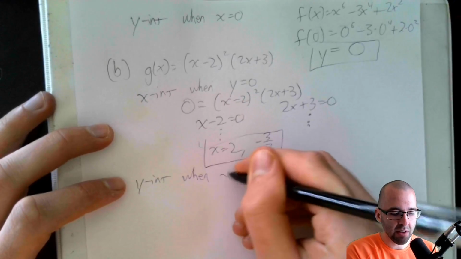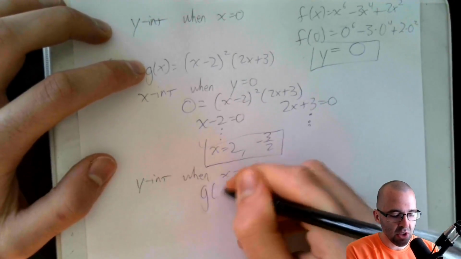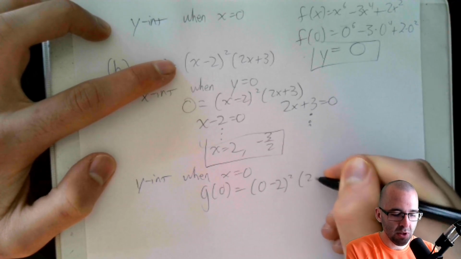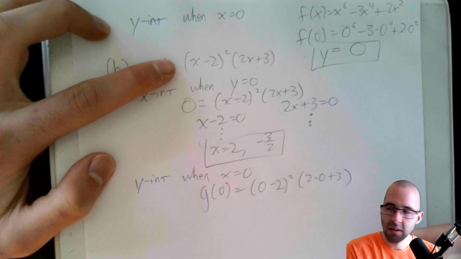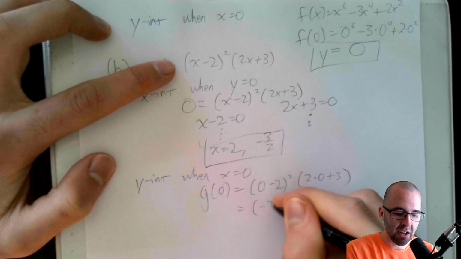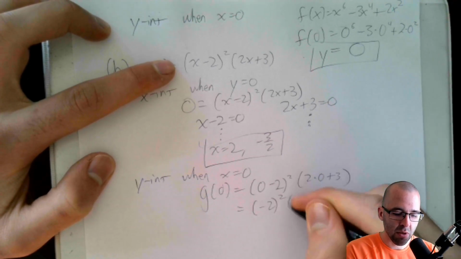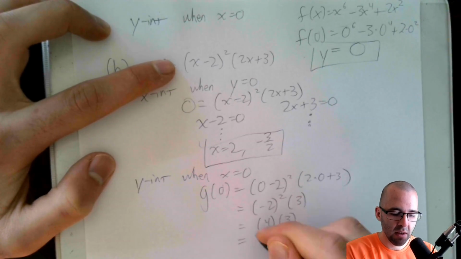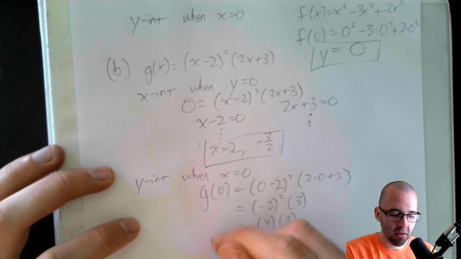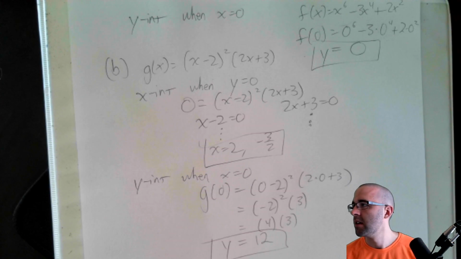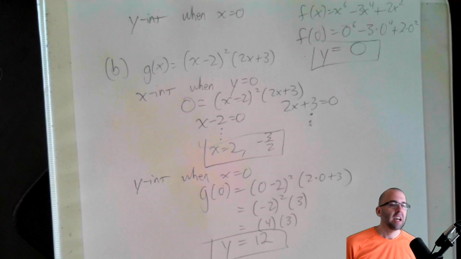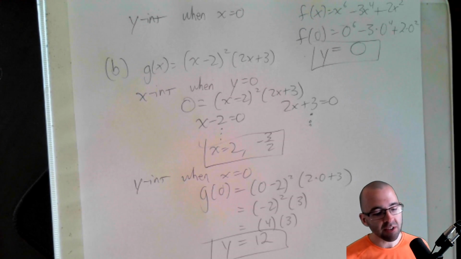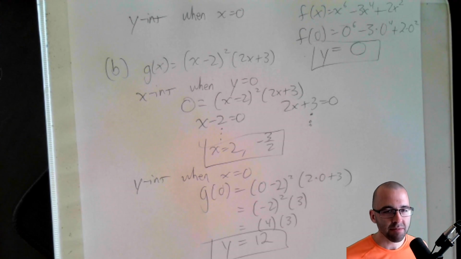And again, we can find the y-intercept a similar way, right? Y-intercept is when x equals 0. So we just plug in 0. G of 0 equals 0 minus 2 squared times 2 times 0 plus 3. That's negative 2 squared times 3. Positive 4 times 3. The y-intercept is 12. And that's how you do it. If it's not factored, you're going to need to factor it. If it is factored like part B, it's much easier.